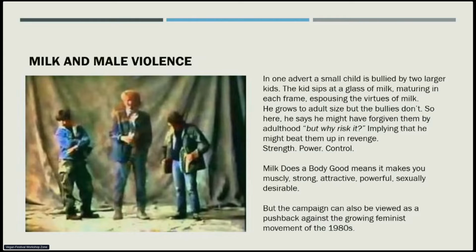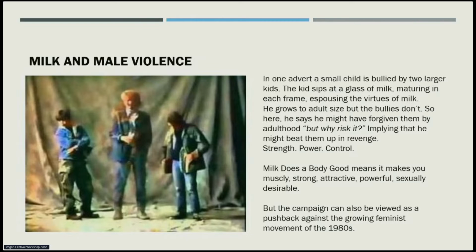So Milk Does a Body Good actually meant that you would be a muscly, strong, attractive, powerful, in control, and desirable adult. You would fit into the desired community.